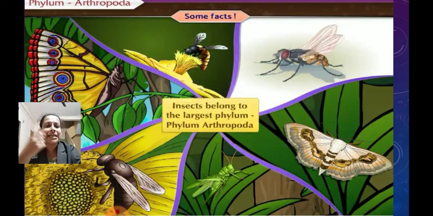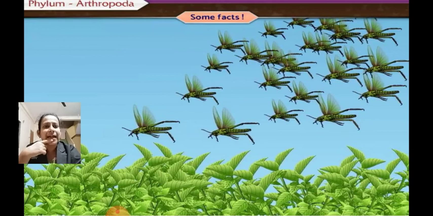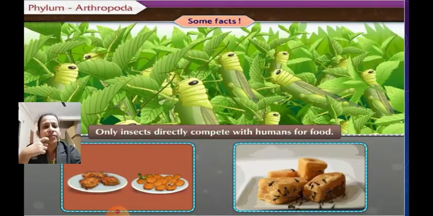Then insects belong to the largest phylum, Phylum Arthropoda. All the different insects that you see, house fly, mayfly, and all the butterflies, all these belong to arthropods. And there are some flies also which spoil the cultivated crops, and only insects directly compete with humans for food. You can see how they are spoiling so many of them, right? So this is one of the harmful effects of them.